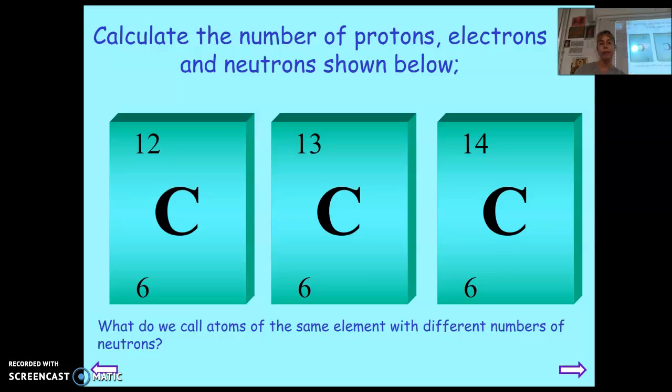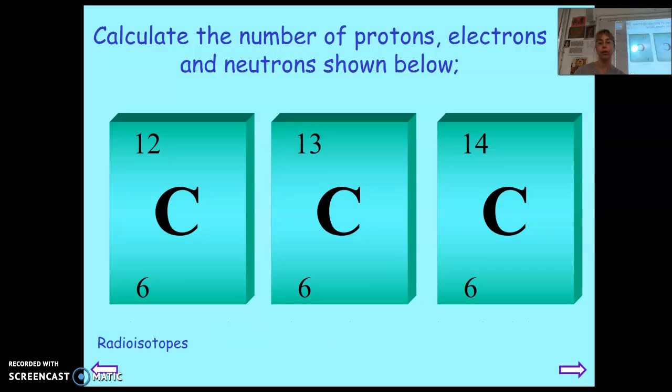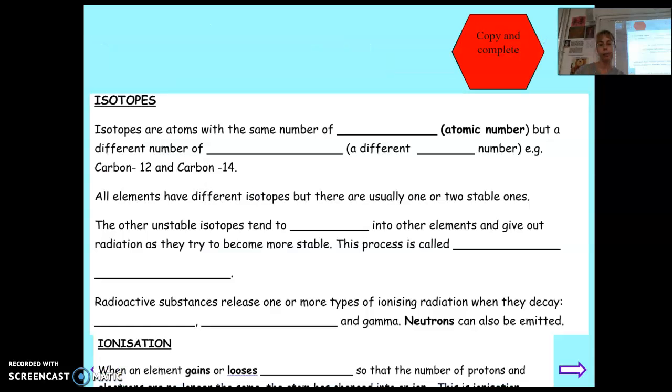So you need to be able to define, even for physics, what is an isotope. An isotope is the same element but a different mass number because it has a different number of neutrons. Okay, so it says here, what do we call isotopes that are unstable and emit radiation to become more stable? We call them radioisotopes. So carbon-13 and carbon-14 are radioisotopes.